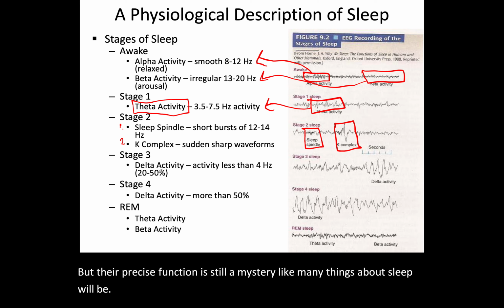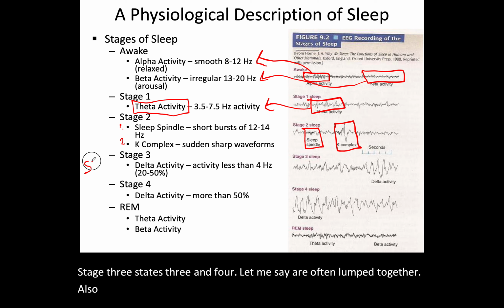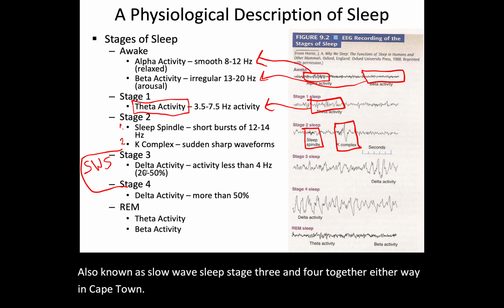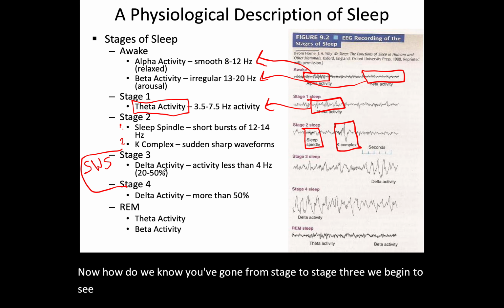Stage three. Stage three and four, let me say, are often lumped together, and they're also known as slow wave sleep. Slow wave sleep. Stage three and four together. Now, how do we know you've gone from stage two to stage three? We begin to see delta waves. What's a delta wave? Well, these are waves that are slower than 4 hertz.